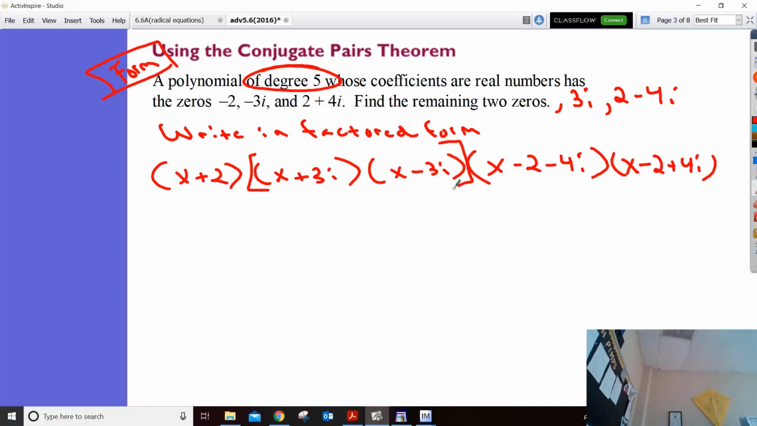Not x squared plus 3. What do those pieces do to each other? They cancel. They have a plus 3ix and a minus 3ix. And you'll have x squared minus 9i squared. What is i squared worth? Negative 1. So you actually end up with x squared plus 9.